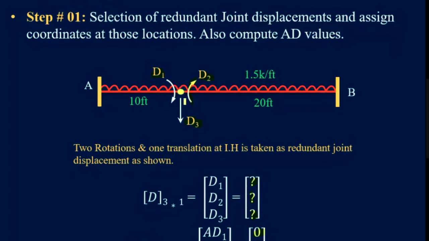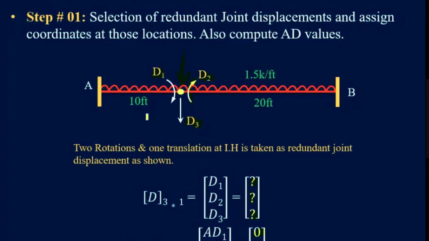Is there any vertically applied external action corresponding to this D3? No. For example, if there was an external load of 10 kip, let's say, at this joint, this internal hinge, then this value would be our AD3 value. But as in this structure, we don't have any such external action, this value is also 0.